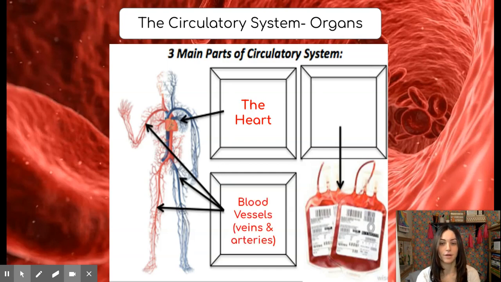The second part of the circulatory system is the blood vessels. Your blood vessels are the veins and arteries, as we can see in our image, that are found all throughout the body. This is like the pathway or the highway that your blood travels through. Finally, we of course have the blood. The blood is the actual liquid that travels from the heart through the veins and actually carries those substances that we've discussed to all of the cells in our body.